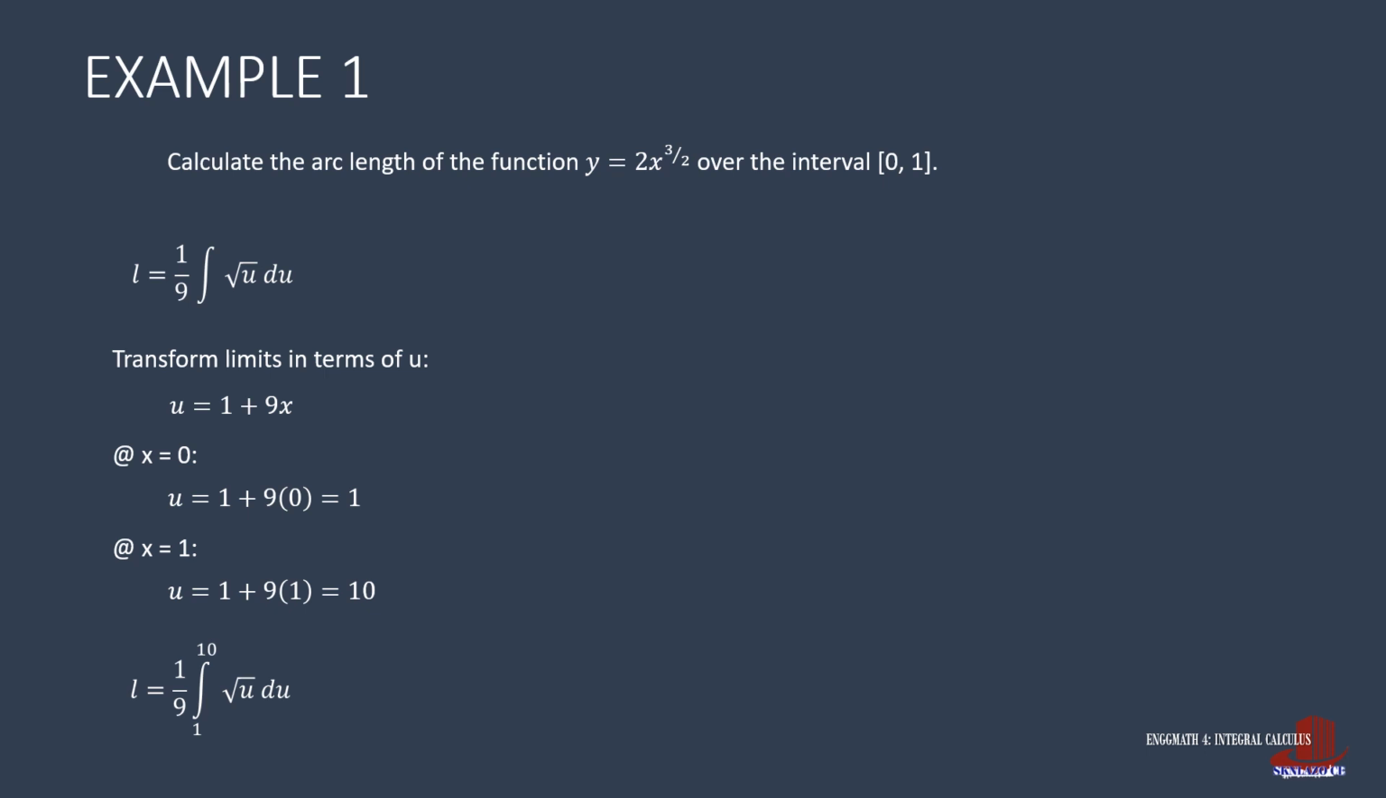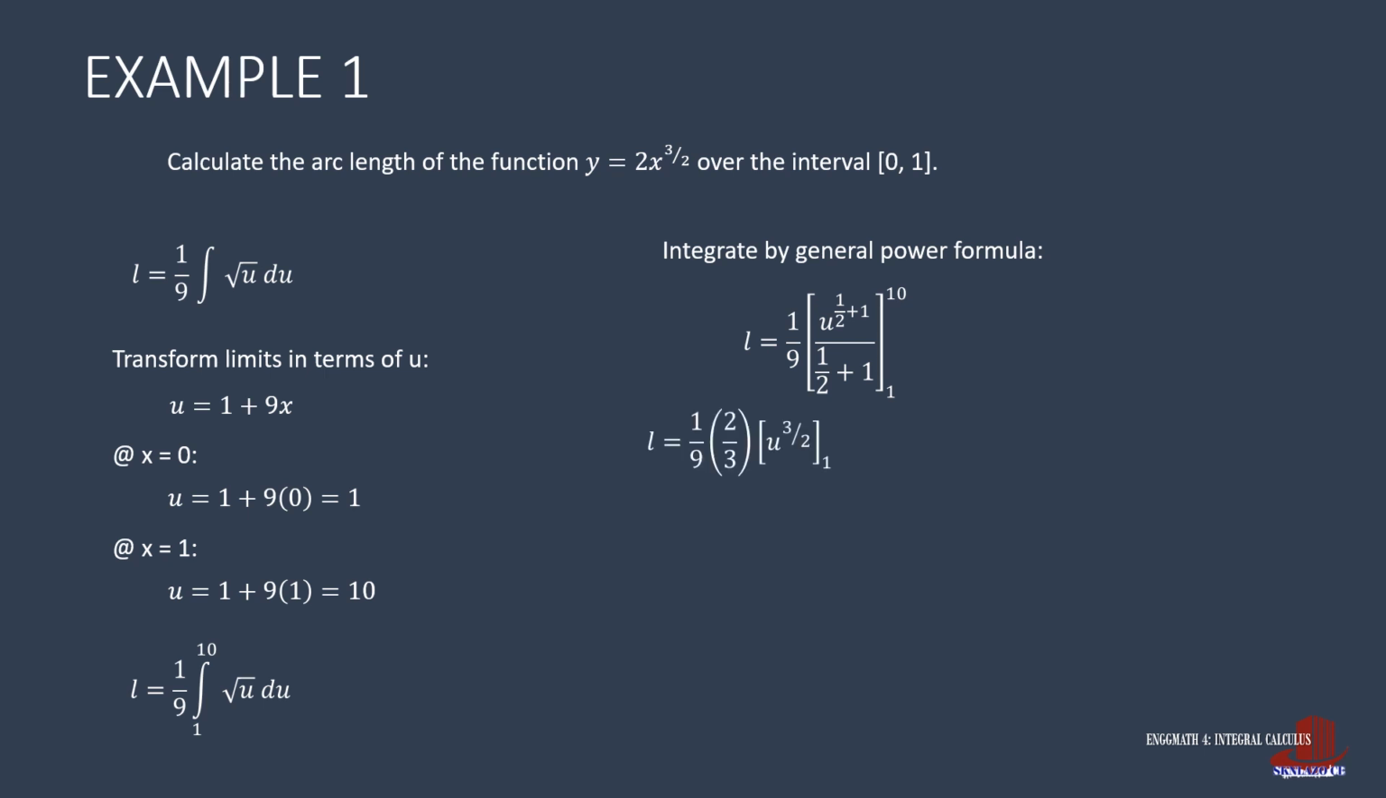With everything in the integral transformed in terms of u, we are ready to integrate using the general power formula. L is then integrated to contain 1/9 of u raised to 1/2 plus 1 over 1/2 plus 1, and this is within the limits from 10 to 1. Simplify the expression to have 1/9 of 2/3 of u raised to 3/2 from 10 to 1.